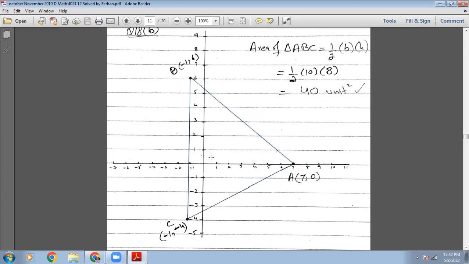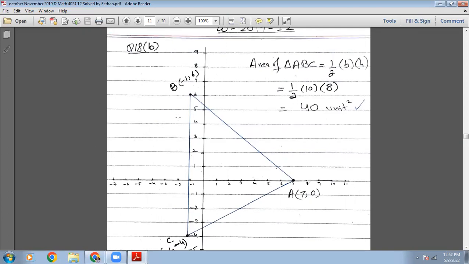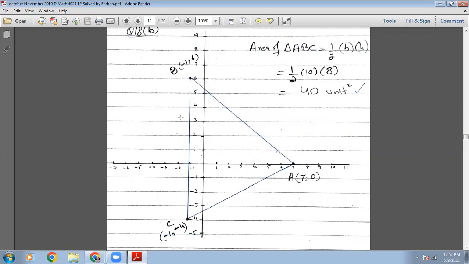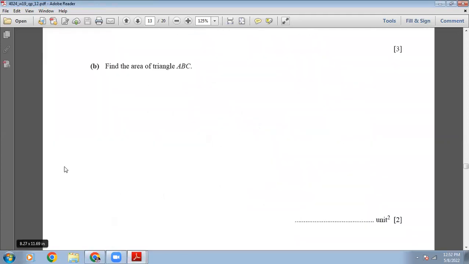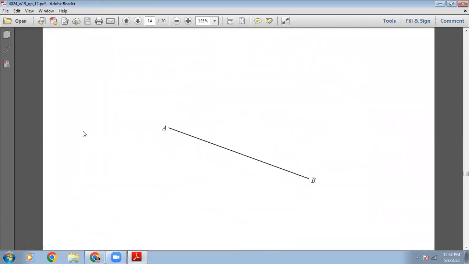So the base of this triangle is 10 and the height of this triangle is 8. We can find the area of the triangle. The formula for the area of the triangle is 1 by 2 into base into height, and that will be 1 by 2 into 10 into 8, and that will be 40. So the area of this triangle is 40 unit square. And I have checked this answer and it's right. I hope you understand how this is done.